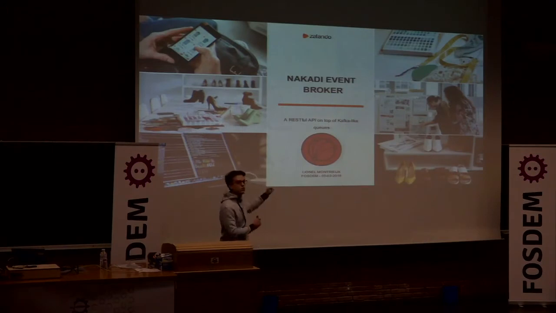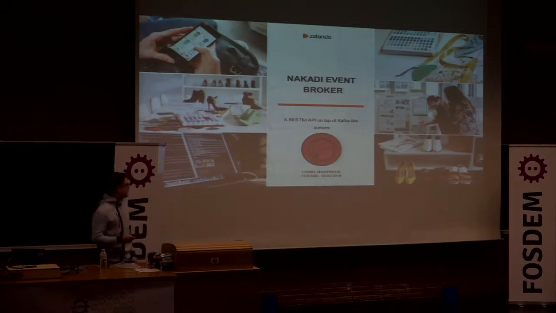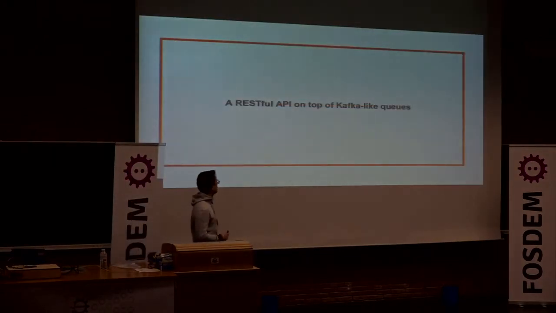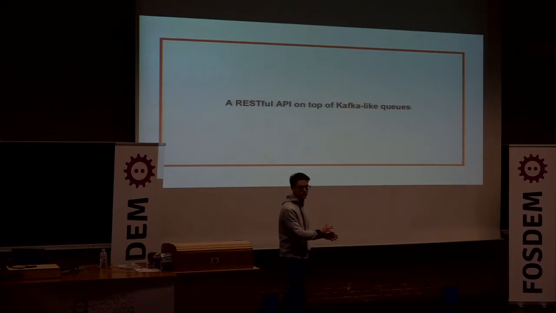This is our new logo, and it's actually so new that it's not even on the website yet, so you get to see it for the first time. Let's go back to, let's see, what is it? So that's Nakadi, it's a RESTful API on top of Kafka-like queues. So RESTful API, I think that's okay for everyone.